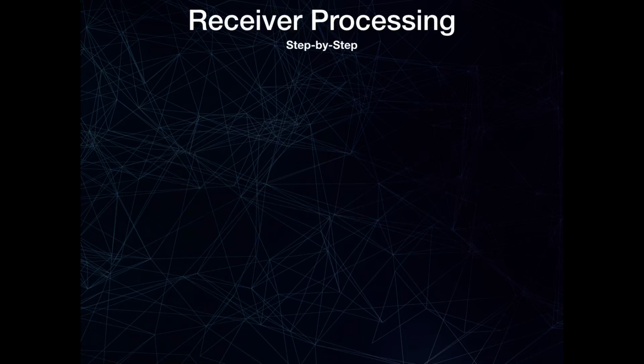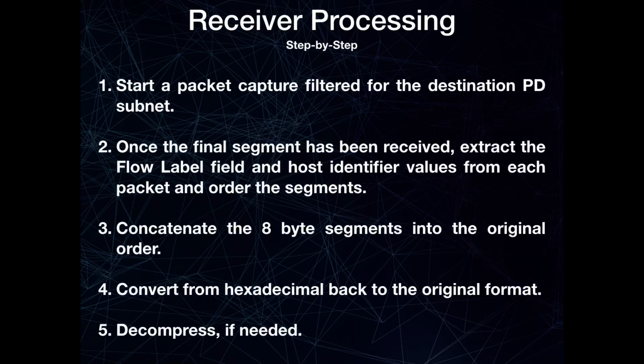Receiver processing. So on this side, we would start a packet capture, and we would just filter down for that prefix delegation target subnet. That way we're just capturing and hoovering up the data for that subnet. Once the final segment has finally arrived at our end, we would terminate the packet capture, and we would extract the flow label fields and host identifier values from each of those packets and then order them.